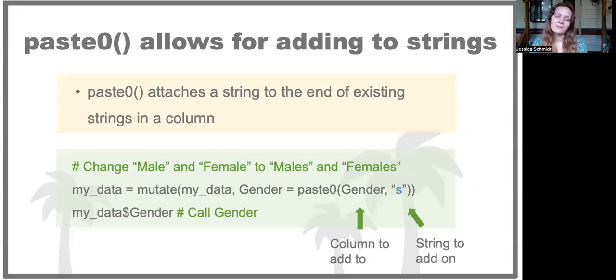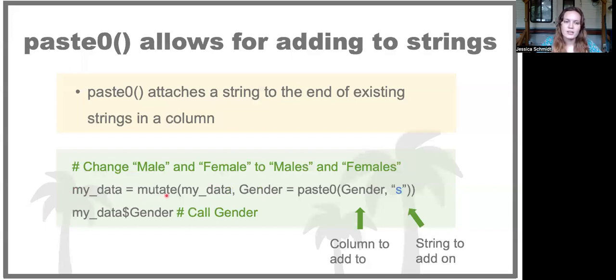Okay, onwards. paste0, another handy function. paste0 allows us to add to strings. So paste0, and then in here, we put what we're pasting. It attaches a string to the end of an existing string in a column. For example, let's say we want to change male and female to males and females with S's on the end. So here's an example of how we could do this.